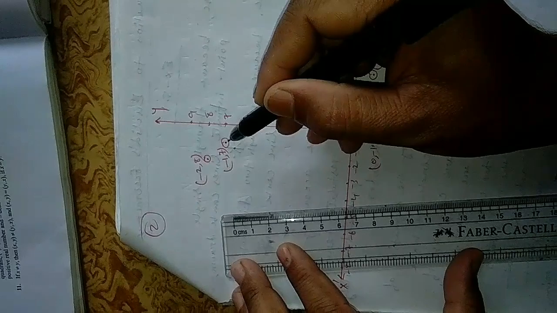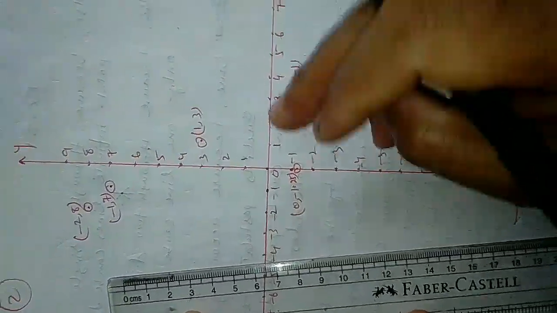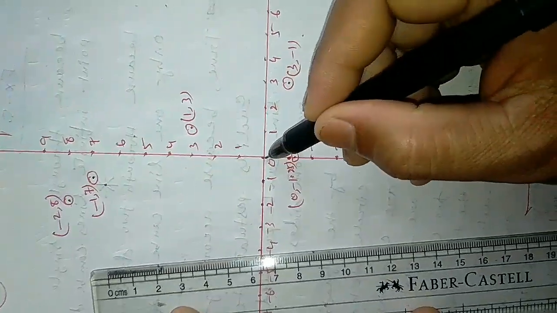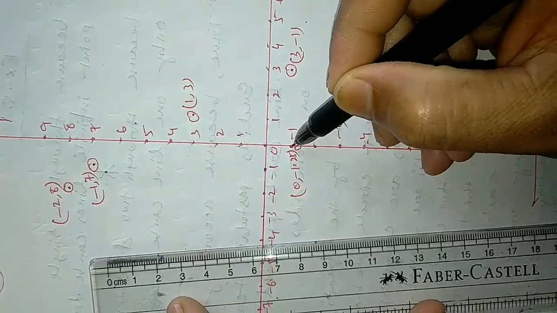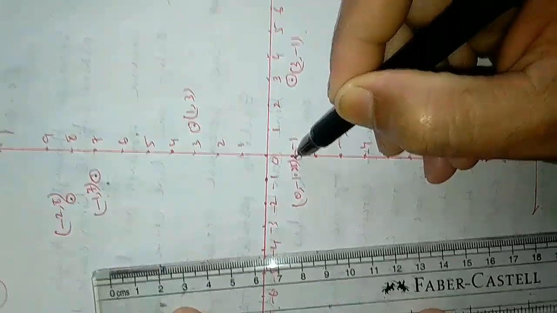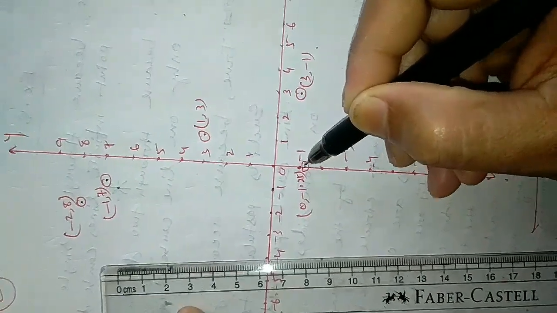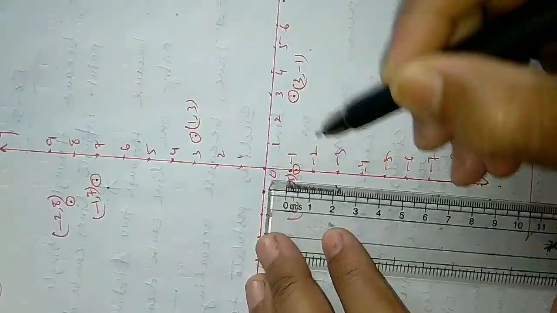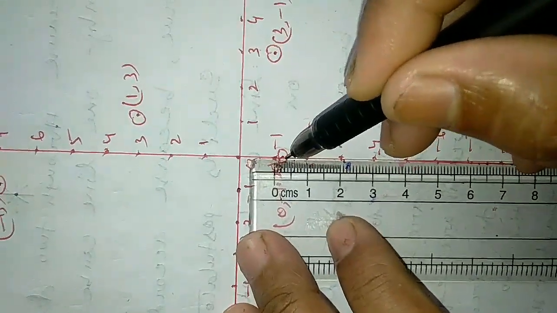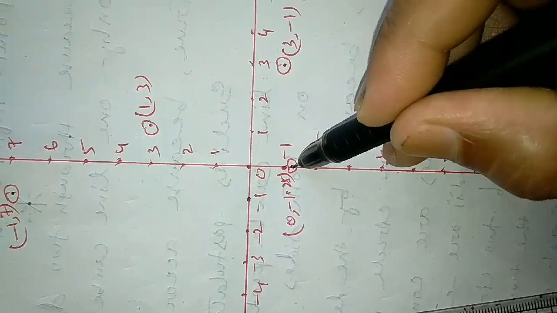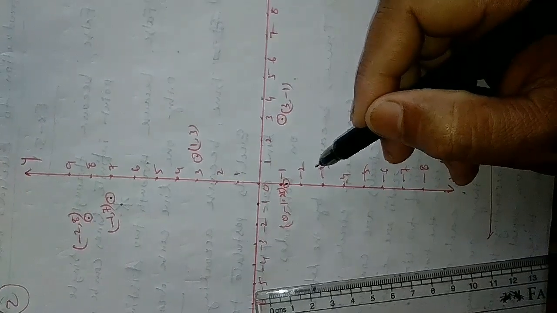Then the third point is (0, -1.25). 0 means x value 0, that means no need to move. You stay here only. Then the y value is -1.25. -1 is here on the y-axis, and 0.25 means 1/4 of 1 unit. So you take 1 centimeter, 1/4. This is half, and this is 1/4. So this point is (0, -1.25).